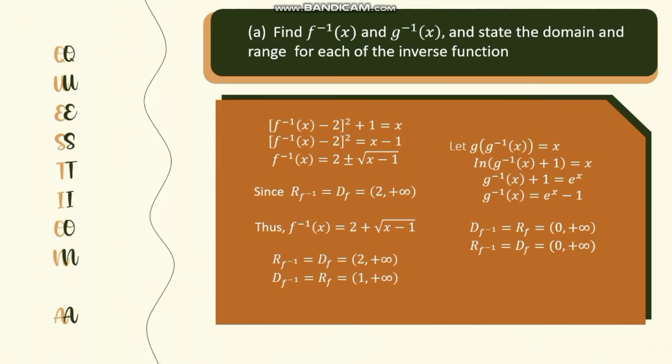For g inverse, we let g inverse equal to x, and then ln x plus 1 equals x. We move the ln to the right side, so x plus 1 equals e to the power of x, and then g inverse equals e to the power of x minus 1. So the domain of the inverse equals the range, which is 0 to positive infinity, and the range of the inverse equals the domain, which is 0 to positive infinity.